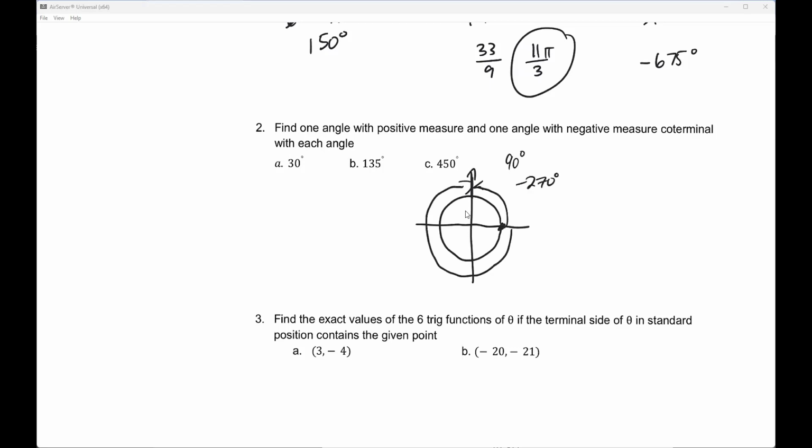So just know what you're doing. Don't just automatically add 360 or subtract 360, but know the why behind it. We all land in the same spot here. So you're trying to find a negative value and a positive value that will land in the same spot. Not too bad, right?